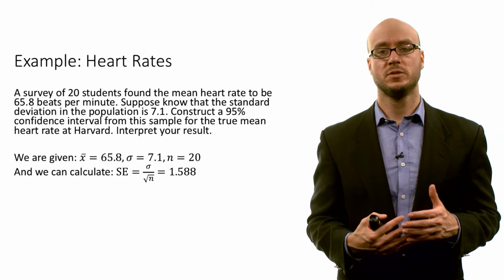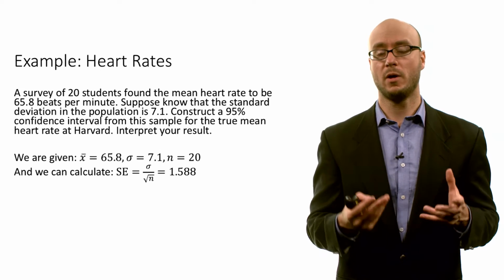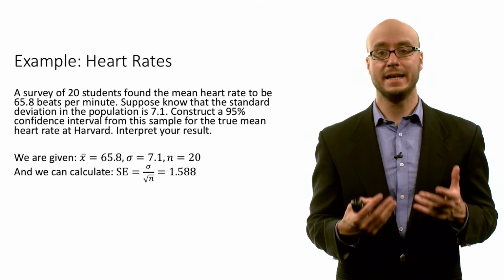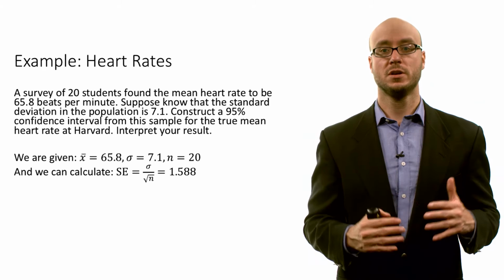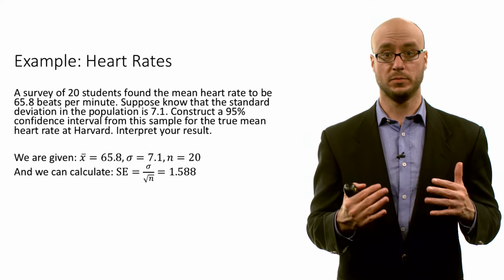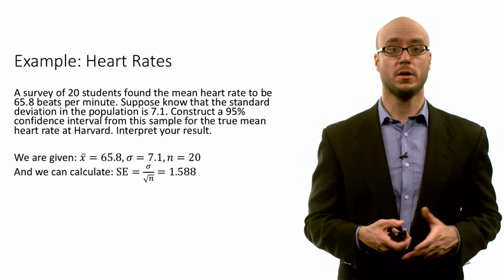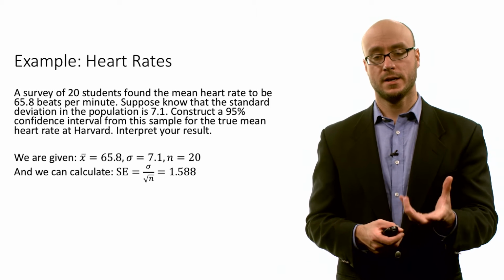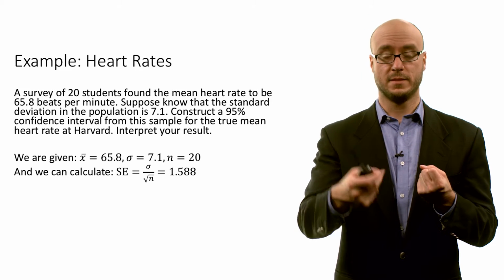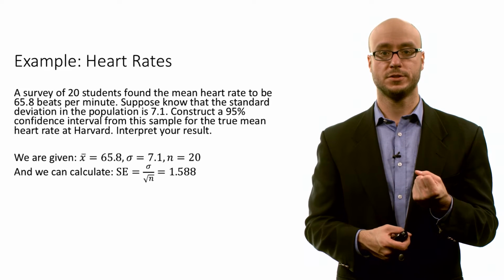When we do that calculation, we get a standard error of about 1.588. That is the standard deviation of the sampling distribution for the sample mean, in which the sample mean is, in fact, the heart rate for students from a random sample from the population of all Harvard students.